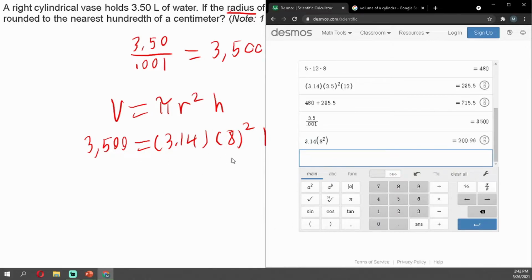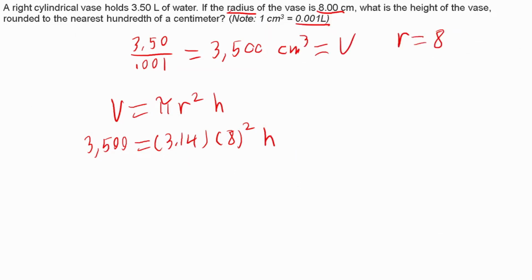And the reason we plugged that in the way we did is so now we simplify it. So we're going to get 200.96h. On my left side, like I said, we're not touching it. That's going to stay 3,500. On my right side, we're going to get 200.96h. And now, how do we get this h by itself?